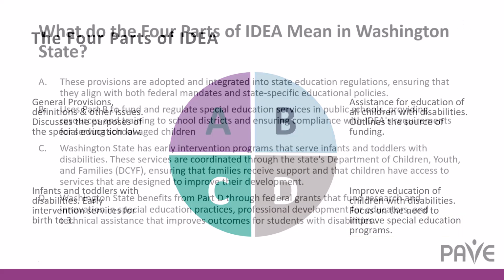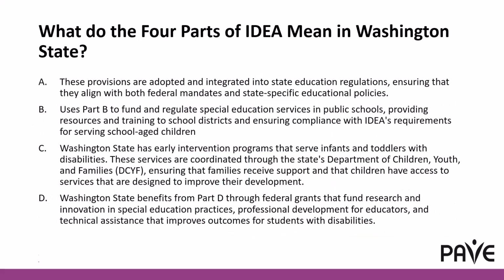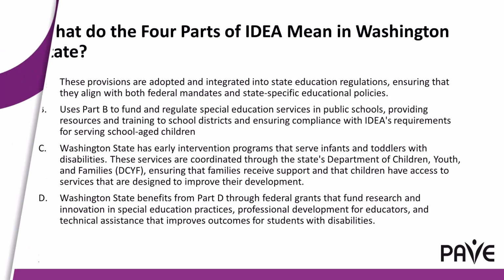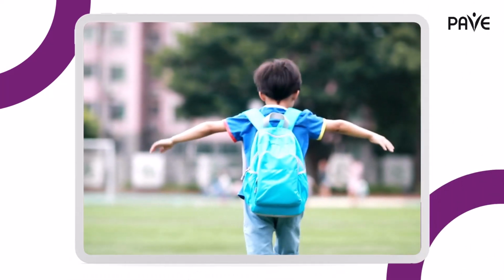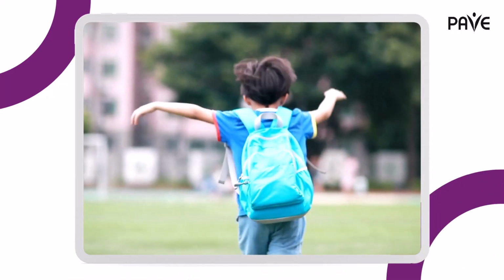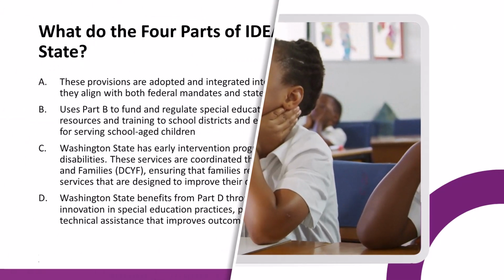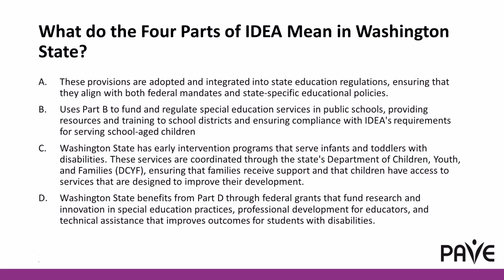So what you might be asking yourself, what do these 4 parts of IDEA mean in Washington State? So for Part A, this part lays out basic information and principles of IDEA, such as the requirement for FAPE, which is the free appropriate public education, for all students with disabilities, and the definition of terms. In Washington State, these provisions are adopted and integrated into state education regulations, ensuring that they align with both federal mandates and state-specific educational policies.